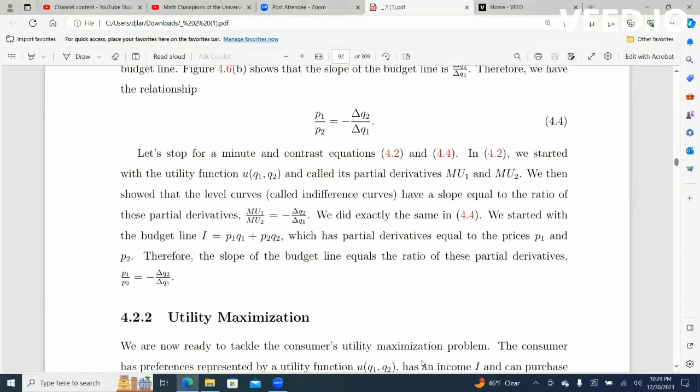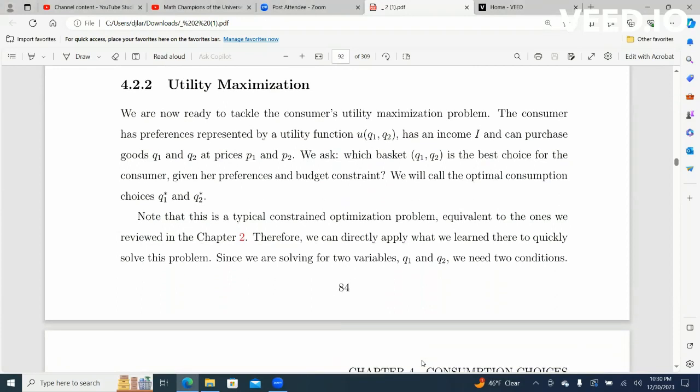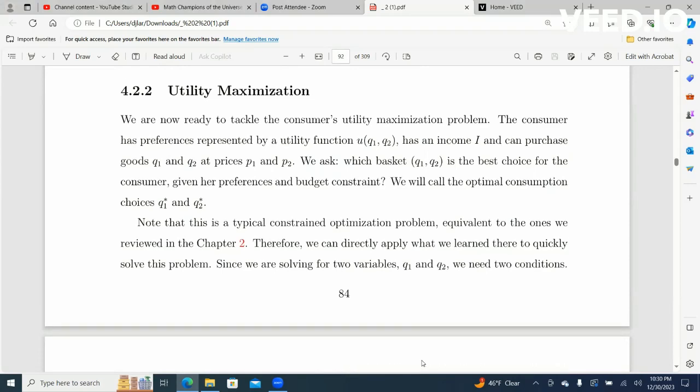Let's see where they go from there. Utility maximization is just going to show condition 1, condition 2 for the 3 cases. I guess we'll do that in the next video, but we're going to fly through all of that really quick.